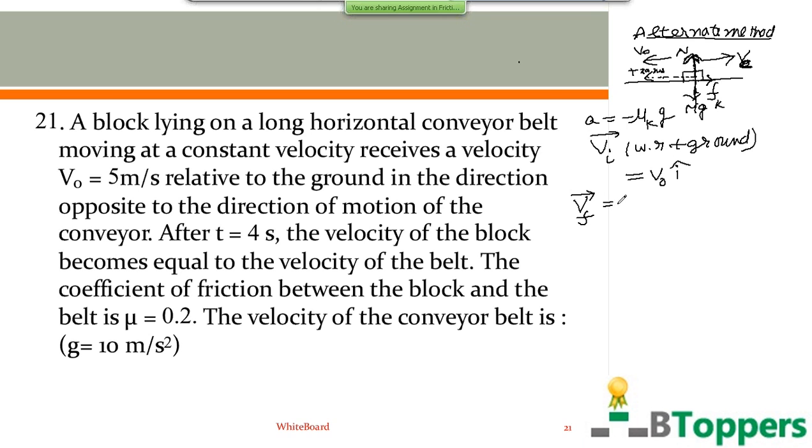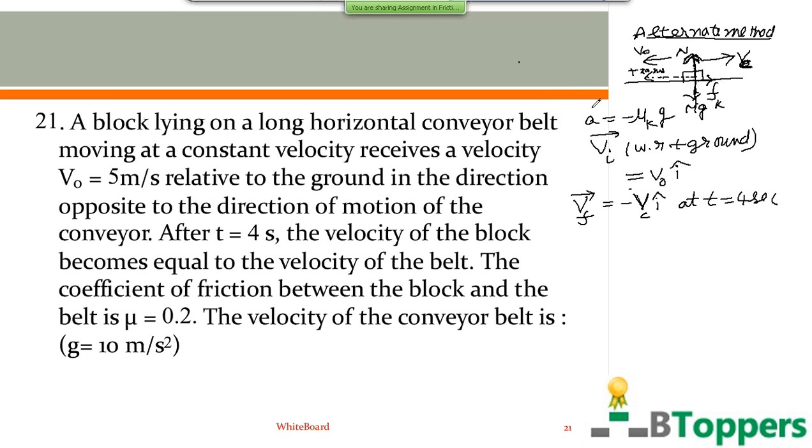The velocity of the conveyor belt is directed towards right, in the negative direction of x-axis. Vc represents the magnitude of the velocity of the conveyor belt. So the final velocity of the block is equal to the velocity of the conveyor belt, which means it will be directed towards the right side along the negative x-axis. Therefore, the final velocity of the block you can write as minus Vc into i cap at t equal to 4 seconds. The final velocity of the block with respect to a stationary observer on the ground is equal to the velocity of the conveyor belt, which is directed towards the right side along the negative direction of x-axis.